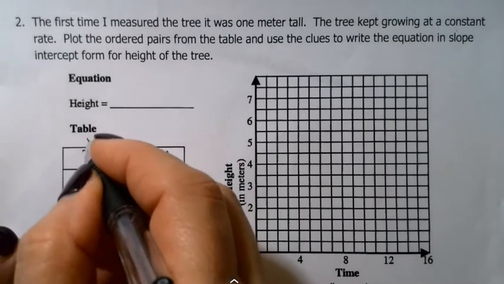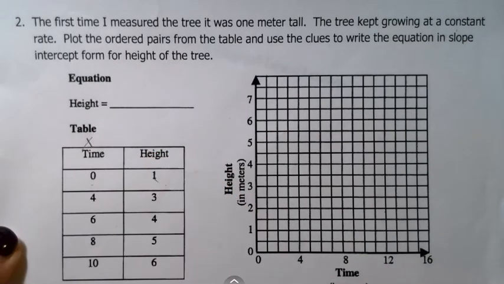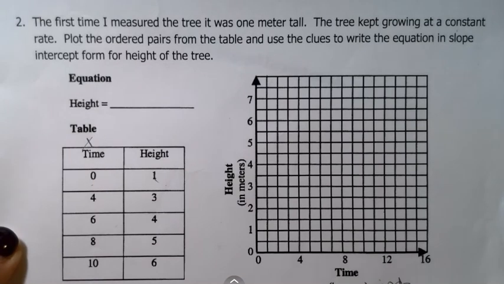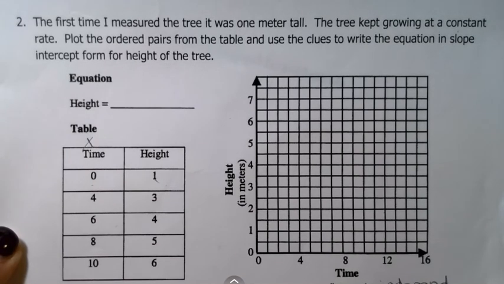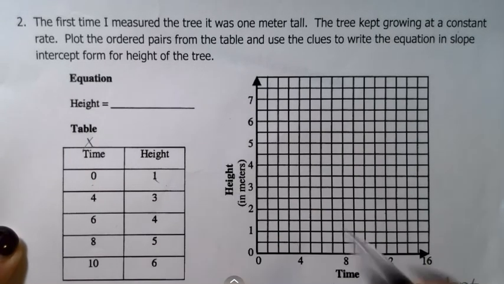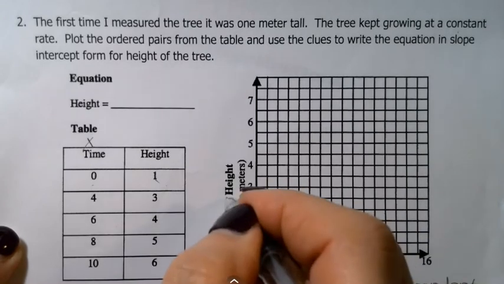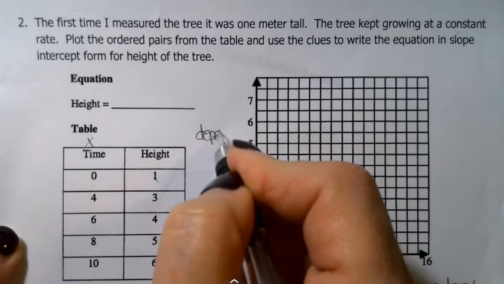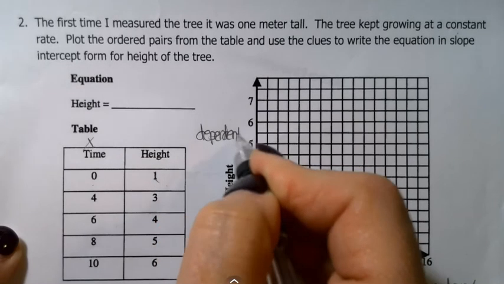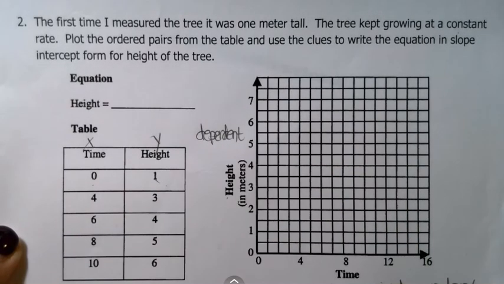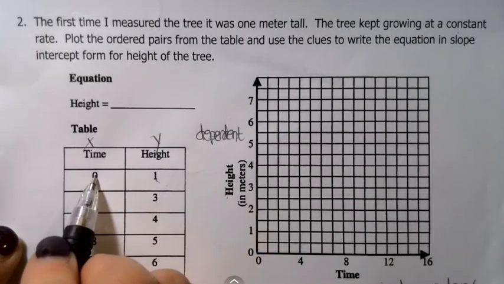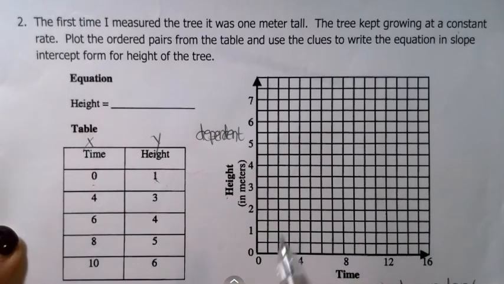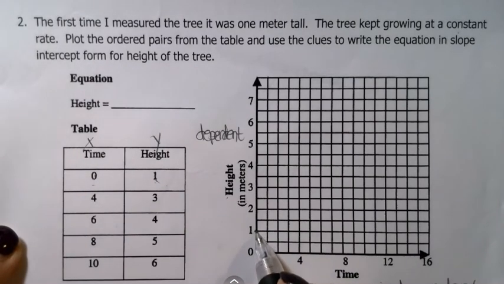So my time is my x, that's across the bottom. X, input, independent variable. The thing that depends upon the time is how tall the tree is. And so that would be our dependent variable, which is why it's on the y-axis, and that would be our output. So if you graphed your ordered pairs at 0, or 0 in time, the beginning, it is 1 meter tall. So from here, 0, 1.